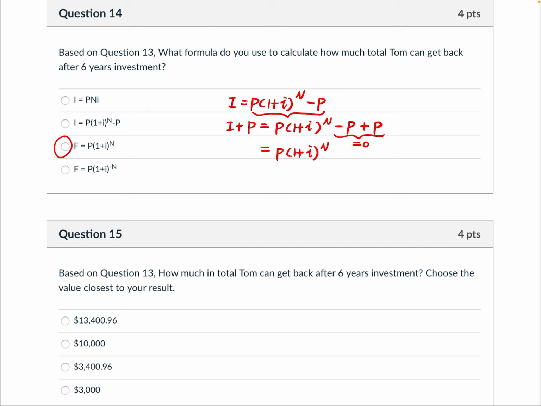So this is the formula you can use. And based on this question, how much in total can Tom get back? So use that formula. Your future value is, it's not 9,000, it's 10,000 times 1 plus 5% to the power of n. So the answer is 13400.96.